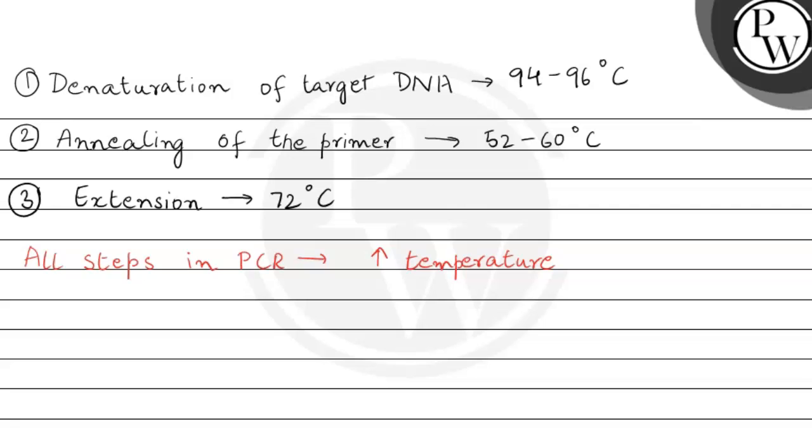Therefore, we utilize the enzyme Taq polymerase for this process because Taq polymerase can withstand much higher temperature, and the temperature of PCR which is required for the process to take place can be withstood by the Taq polymerase enzyme. So the Taq polymerase can withstand this high temperature, and therefore this enzyme is particularly used in the process of DNA amplification, which is polymerase chain reaction or PCR.